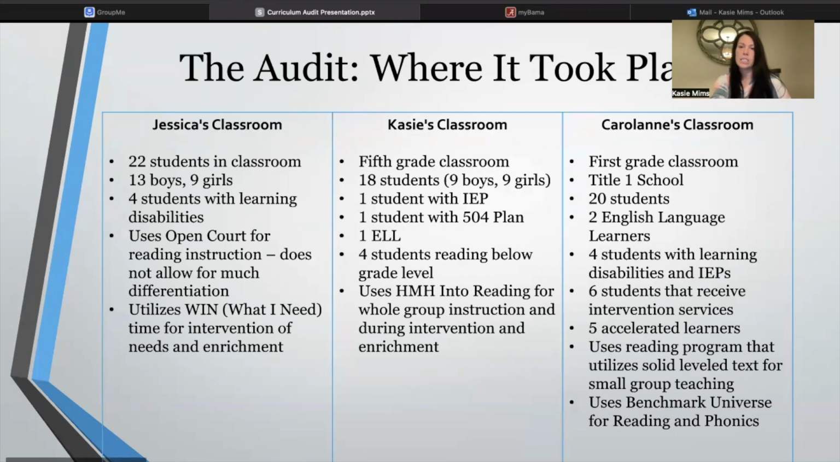In Carol Ann's classroom, she teaches 1st graders. She teaches at a Title I school. She has 20 students, 2 English language learners, 4 students with learning disabilities and IEPs. 6 of her students receive intervention services, and she has 5 accelerated learners. She uses a reading program that utilizes leveled text for small group teaching and Benchmark Universe for reading and phonics.